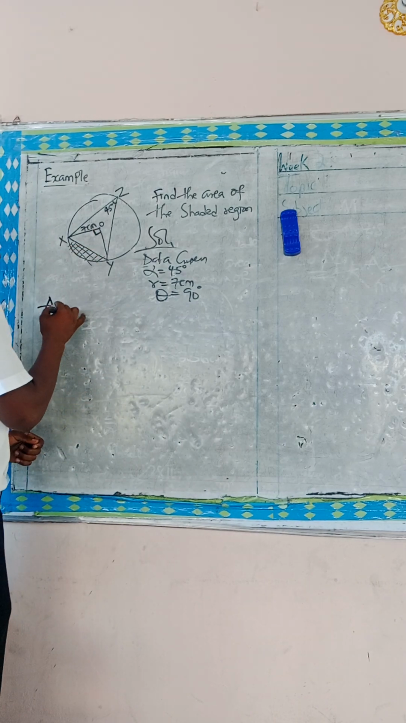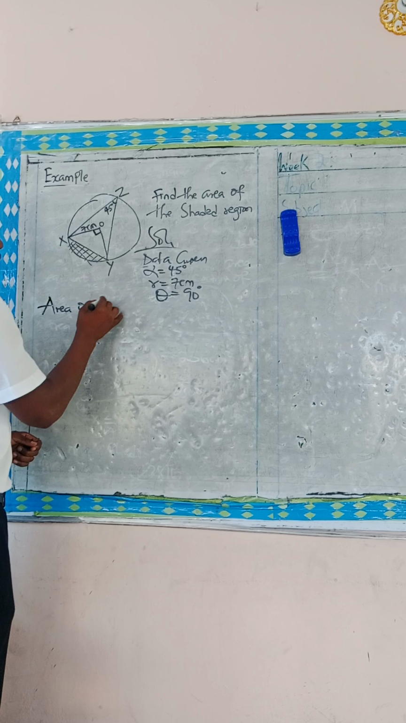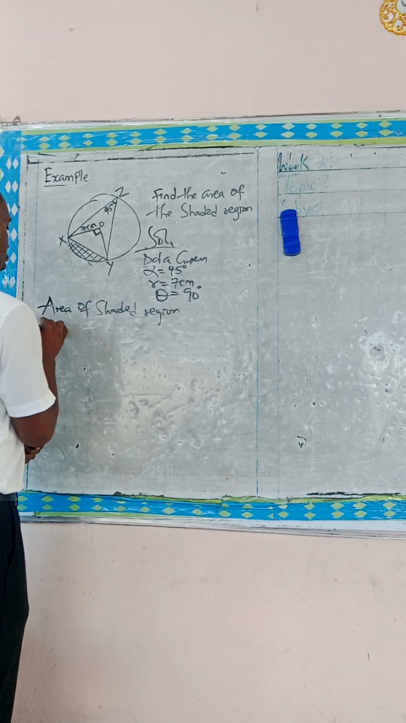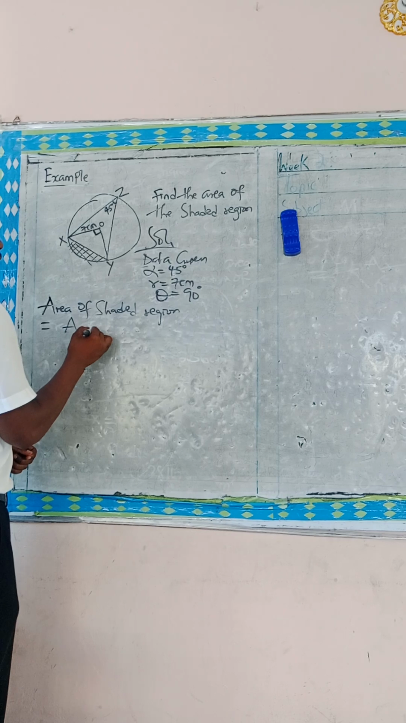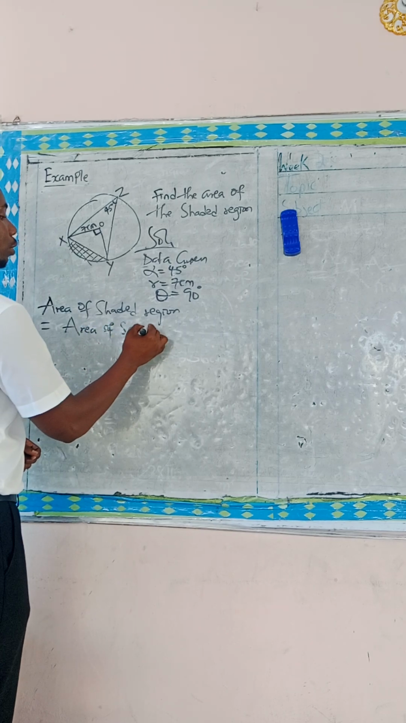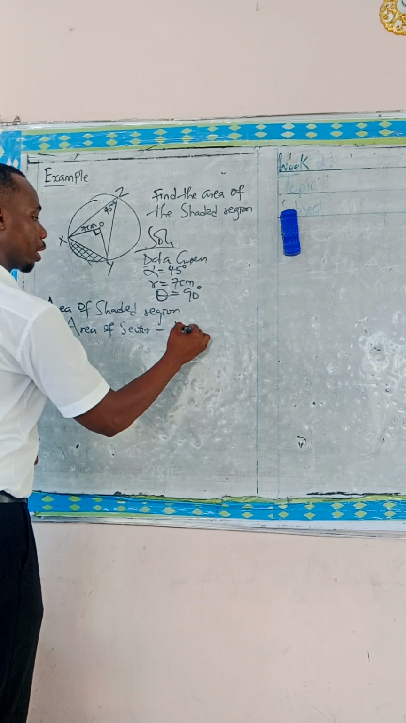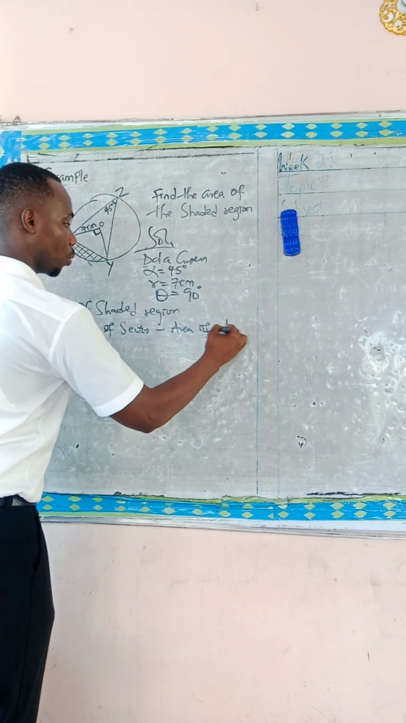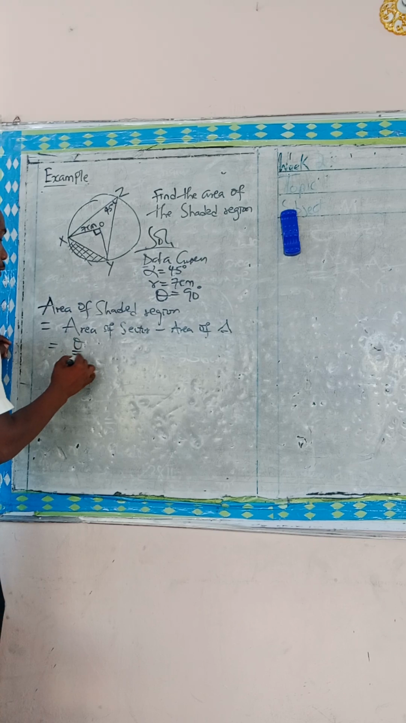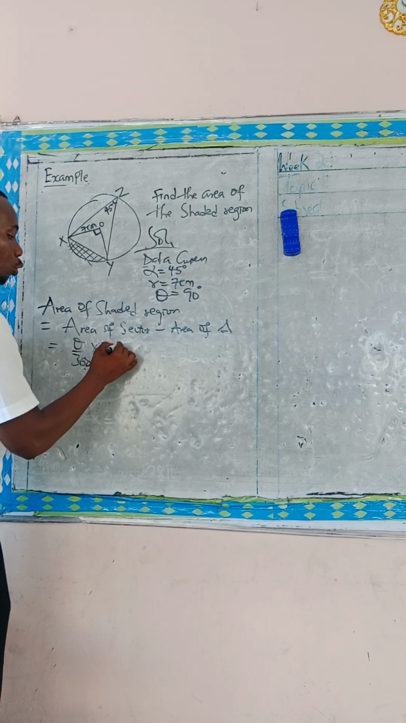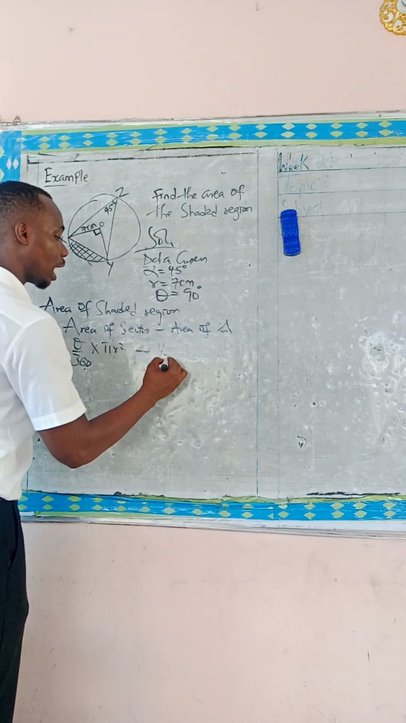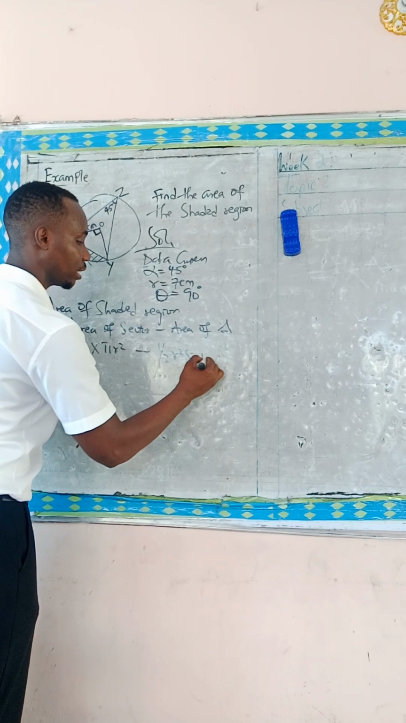Area of shaded region equal to area of sector minus area of triangle. As I earlier said, the area of the sector is theta over 360 times pi r squared, minus the area of the triangle, which is half r squared sine theta.